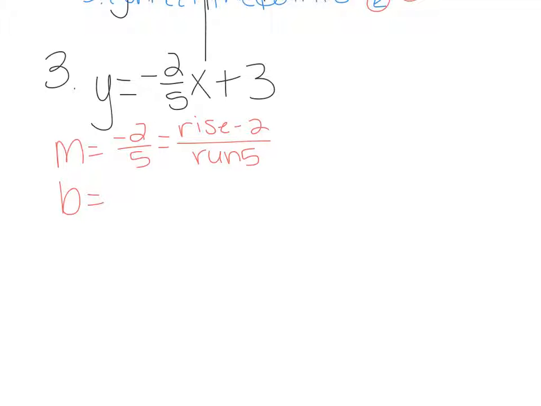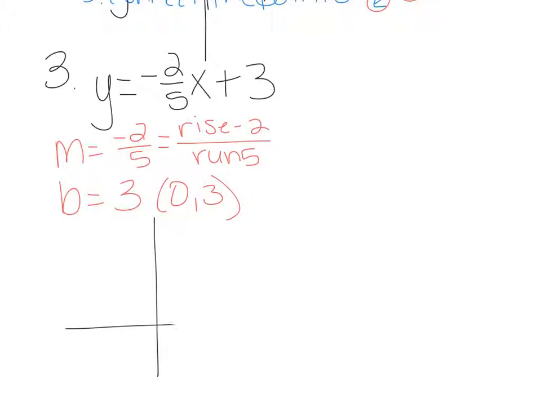Okay, now whenever you have a negative, you either need to put the negative in the numerator or the denominator. For consistency purposes, I will always put the negative in the numerator unless there's a special circumstance. So I always think rise negative 2. So instead of going up, I'm going to go down 2. Okay, and my y-intercept is 3, which as a point is 0, 3.